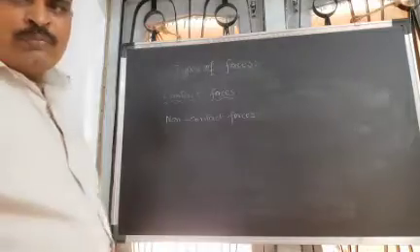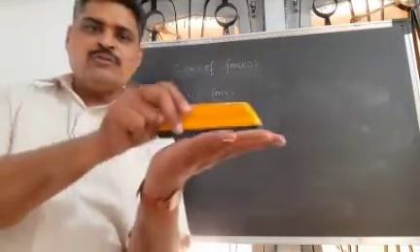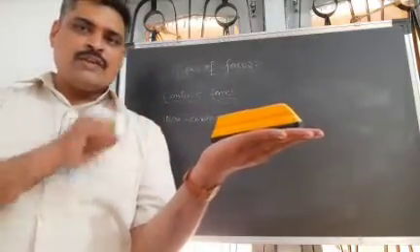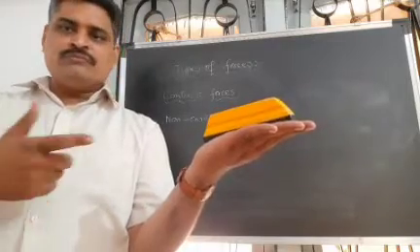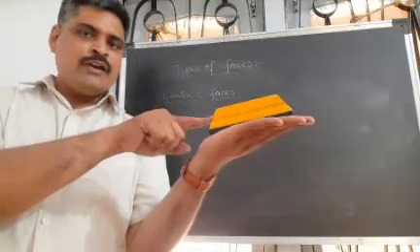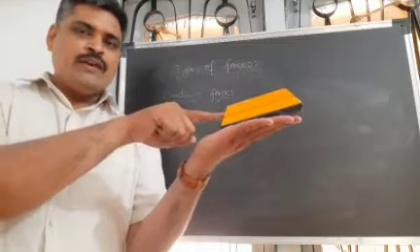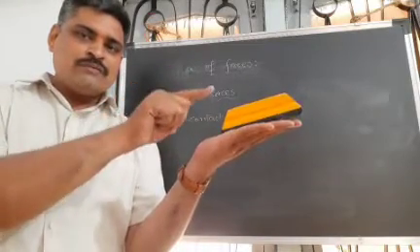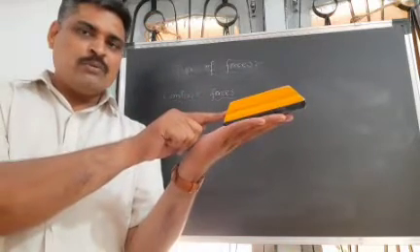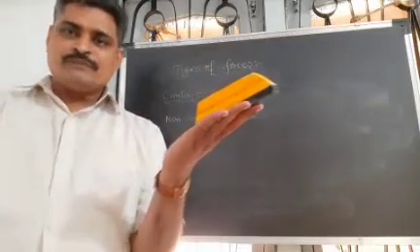When we want to apply a force on an object, say for example, if I want to move this duster, if I just keep the duster here and I say duster move, it won't move. I have to apply the force by bringing my finger in contact with the duster. So when the agent which applies force is in contact with the body on which the force is applied, then we say that it is a contact force.